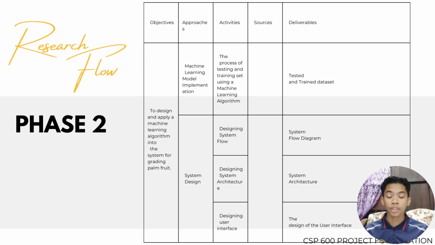The second phase of the research methodology will focus on the second objective, which is to design and apply a machine learning algorithm into the system for grading palm fruit. In this phase, we are going to know about the training and testing dataset. We are going to train and test the dataset. The second one is about the system flow diagram, the system architecture, and how we are going to design the user interface.